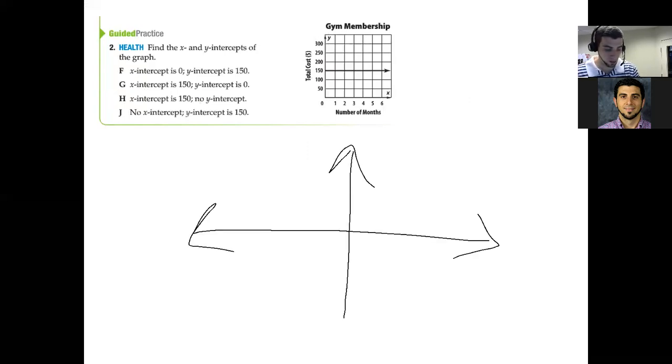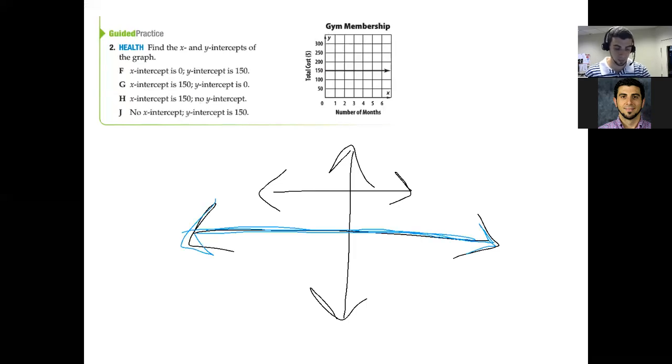Okay? The only way that you will not have an x-intercept is if your graph is a horizontal line like this, because it runs parallel to the x-axis and will never cross it. Now, the one exception to that is if your line is a horizontal line and it lines right up with the x-axis like this, okay? In which case, every point would be an x-intercept because it touches the x-axis at every point.